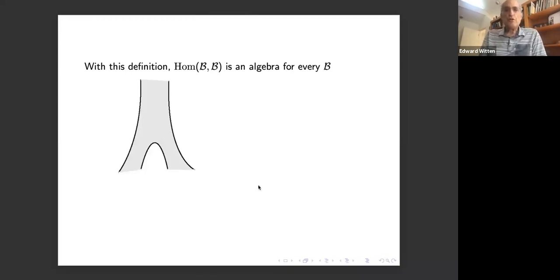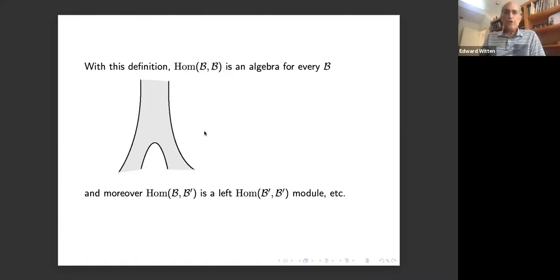Now, with this definition, Hom from B to B is an algebra for every B. I didn't label the boundaries, but imagine here they're all labeled B. Then this Hom space would be, this shows a composition. Two elements in the Hom space come in, one goes out, and that composition is the multiplication law in the algebra Hom from B to B.